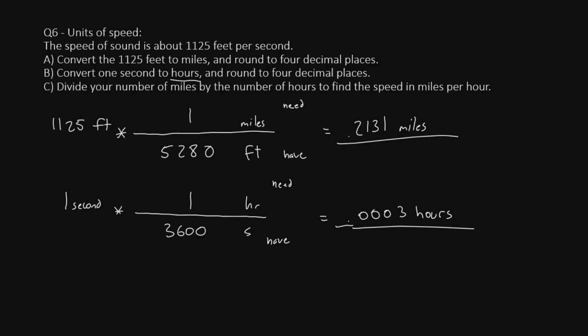Now for part C, we are asked to divide our number of miles by our number of hours to find the speed in miles per hour. Let's write this down. Speed is equal to a fraction that has miles on top and hours on the bottom. Let's do this division in Excel as well, since all of our numbers are already in Excel.